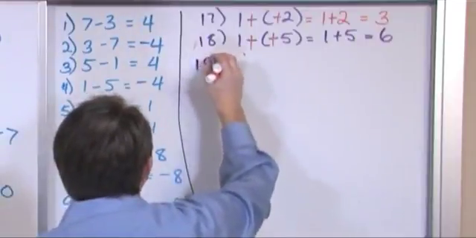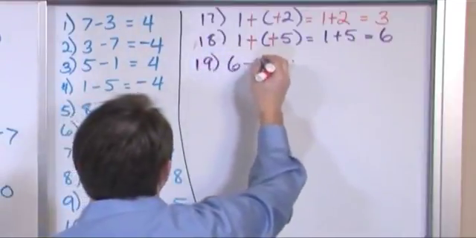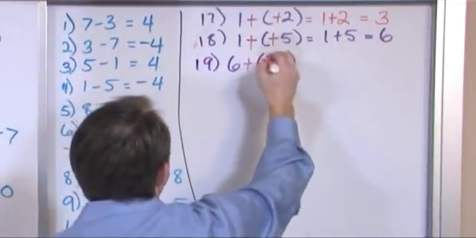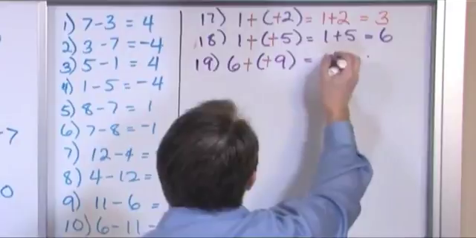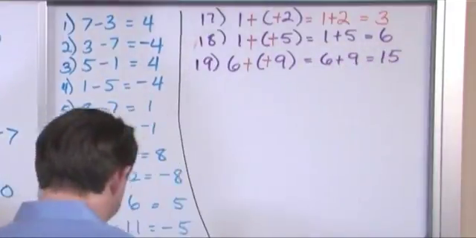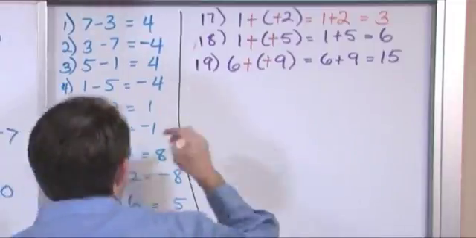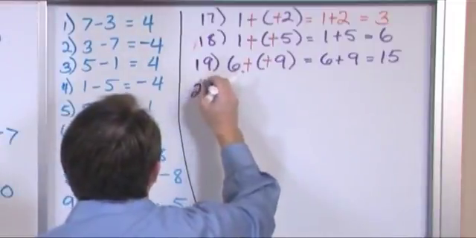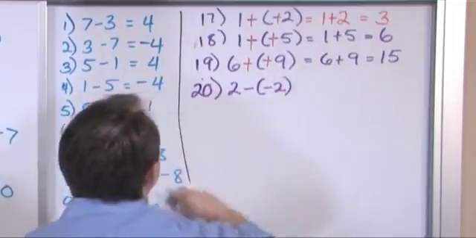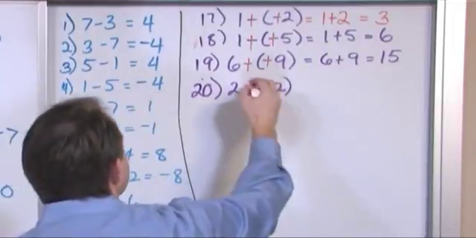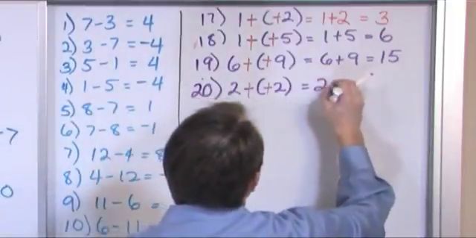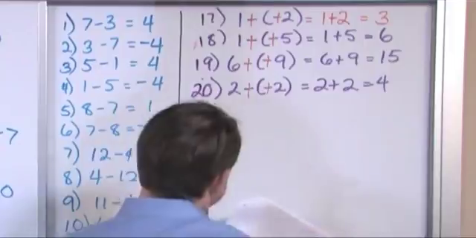Okay, and 19, let's say we have 6 minus a negative 9. So we have subtracting a negative, we'll add the opposite. And so this is going to be 6 plus 9, and now that's going to be 15. All right, so let's say we have 2 minus negative 2. Again, we have subtracting a negative, so we add the opposite, and we'll have 2 plus 2 is 4.